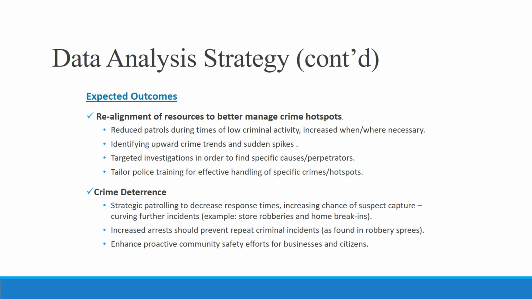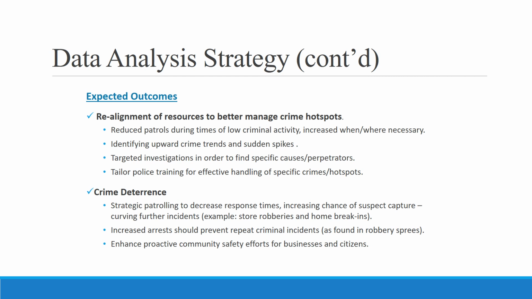There are two major expected outcomes from this project. The first is the realignment of police resources to better manage the crime hotspots. That involves reducing patrols during times of low criminal activity and increasing the patrols where needed, identifying upward crime trends and sudden spikes, targeting investigations in order to find specific causes and perpetrators of crime, and to tailor police training for more effective handling of specific types of crimes in certain hotspots.